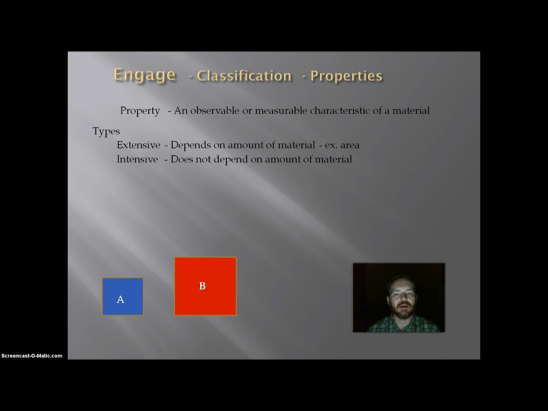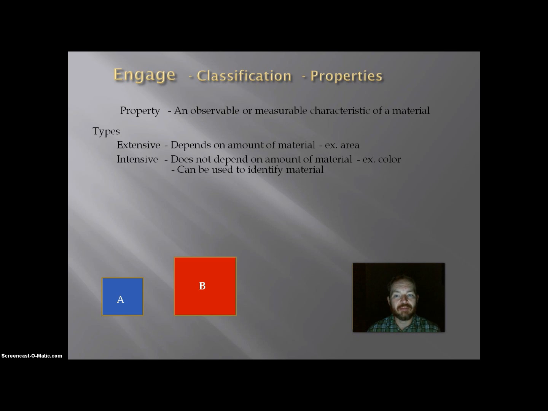An intensive property does not depend on the amount of material. It is something that will not change if you add more or less of something. An example of that is color. Material A is blue, material B is red, and it does not matter how much I have. If I were to have equal amounts of A and B, A would still be blue, B would still be red. Because of that, I can use color as a way of identifying material. And then I can give you enough properties that you can narrow down between one material and another.